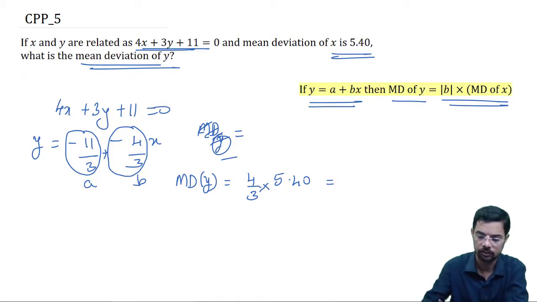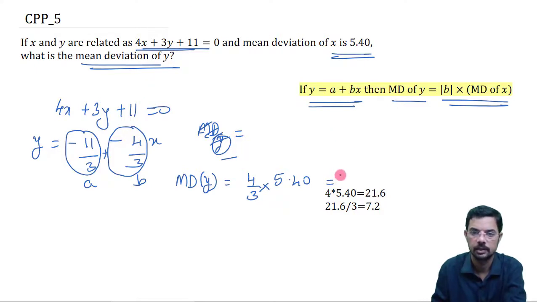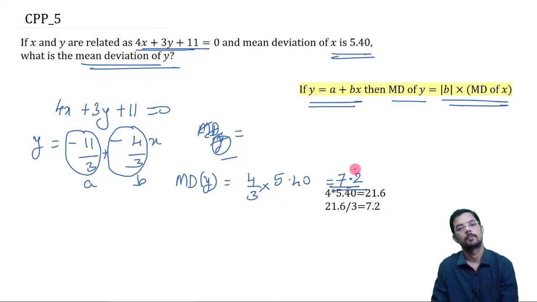Let me calculate it as 4 into 5.40, which will be equal to 21.6. Okay, so 21.6 divided by 3 will give you 7.2. So 7.2 is the mean deviation of the variable y.